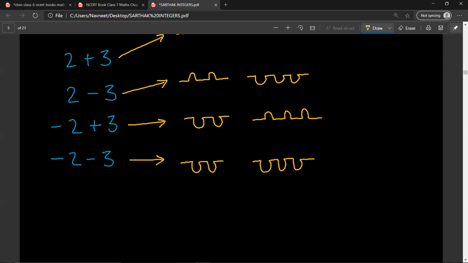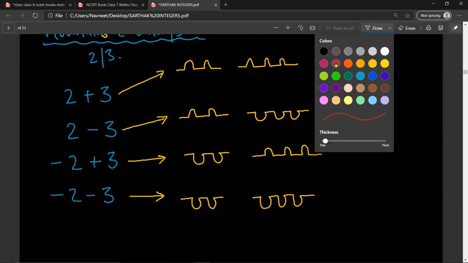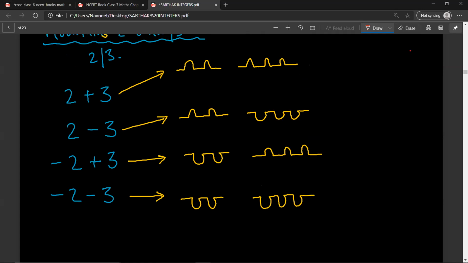Mr. Sarthak, is there any confusion? In mountains and valleys, is there any confusion? No, sir. So whenever you get confused, start drawing valleys and mountains. So this will be equal to how many? This will be equal to 5 mountains.